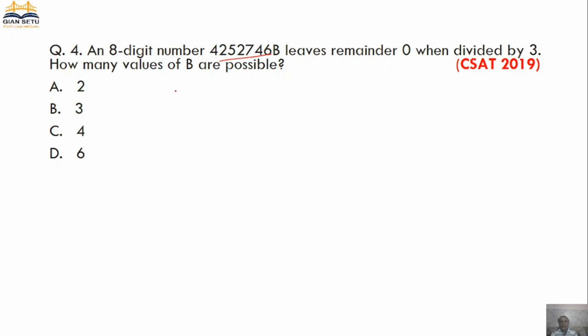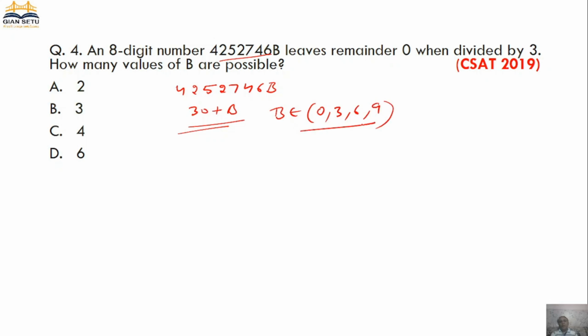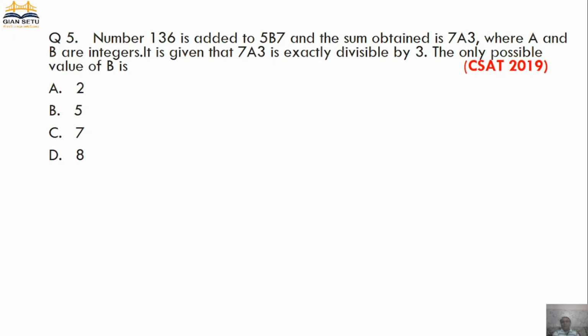Now the given number is 42572746b and the sum of its digits is 30 plus b. Now for this number to be divisible by 3, 30 plus b should be divisible by 3. That means b should be either 0, 3, 6 or 9. So how many values of b are here? 4. So the right answer is 4 here. Now let's move to question number 5.